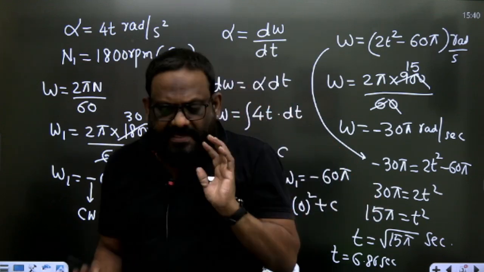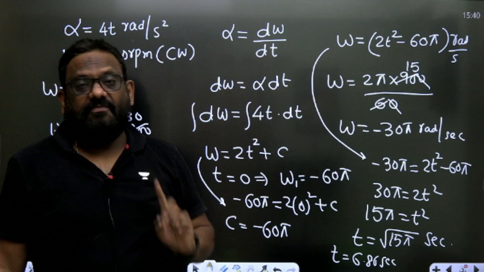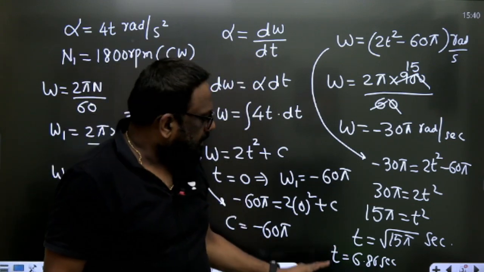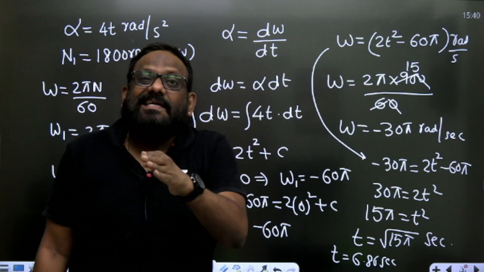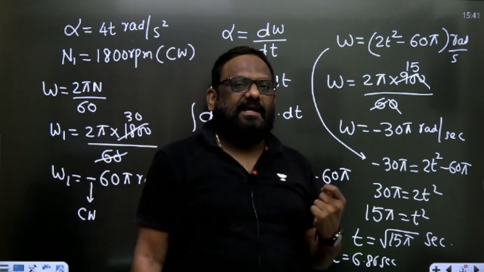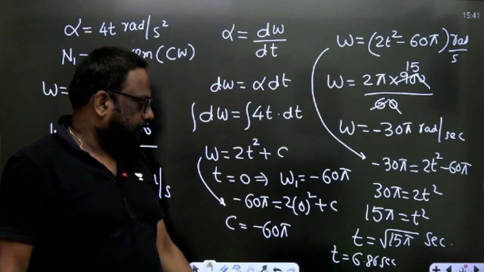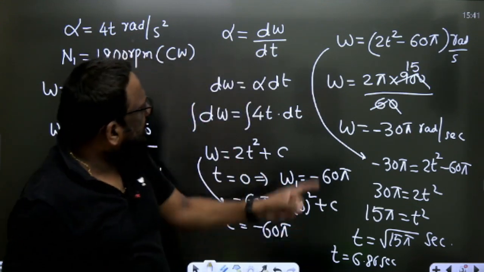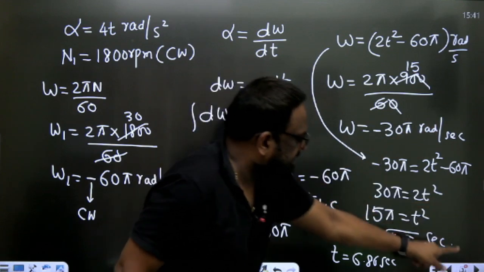So this is the fundamental question, my dear students. He is just checking your basics. Fundamentals are very, very important. So we found that from the beginning, when the speed was 1800, it is taking 6.86 seconds to reach 900 RPM.